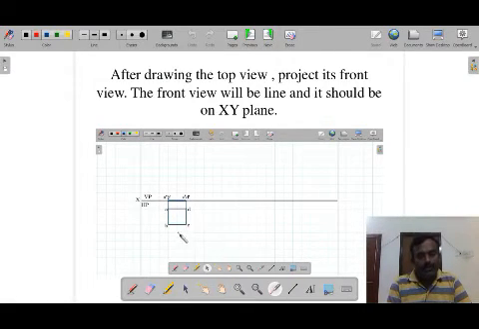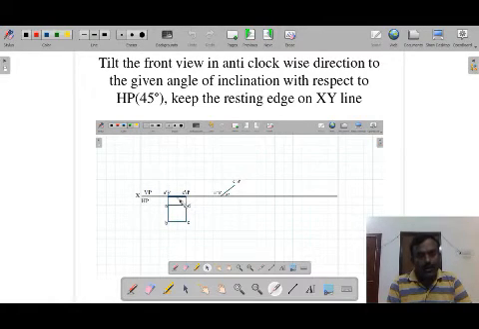So project the top, draw the front view from the top view. The front view should lie on the reference line. Now tilt the front view without changing the dimension, in such a way that this line should incline. This front view should make an inclination of 45 degree with the HP. That is the surface inclination.